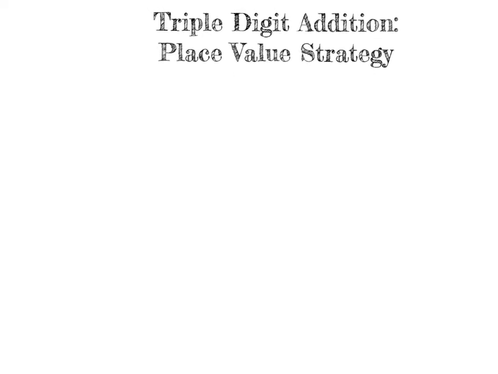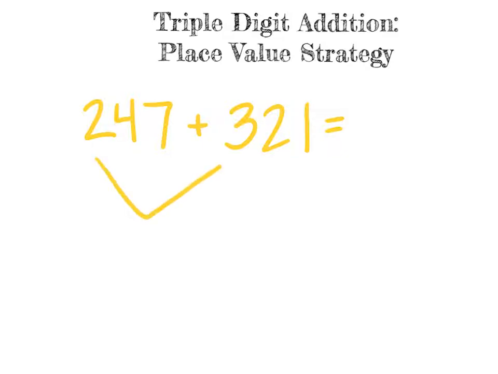So, we are going to be using the place value strategy today. First problem I'm going to do is going to be 247 plus 321. Now remember the place value strategy. We also call this the break apart strategy, or some of you like to call it the caret strategy. And the reason we call it that is because we're going to break apart the numbers by using what we call carets. So I'm going to draw the carets.